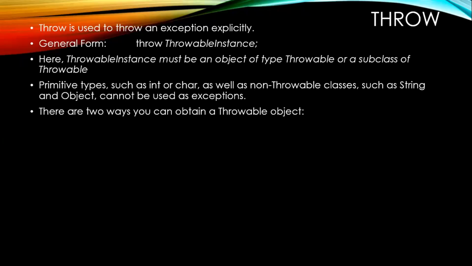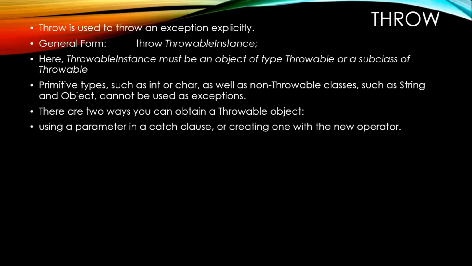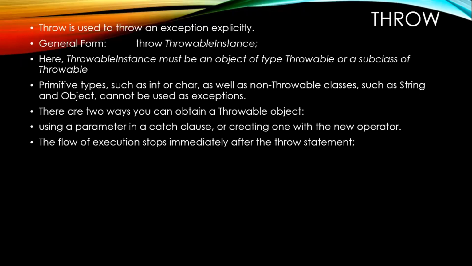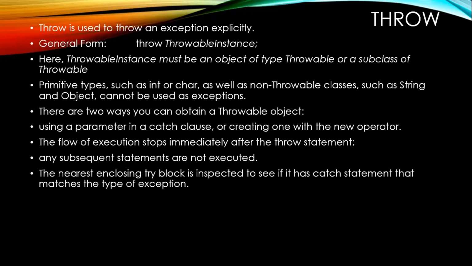There are two ways you can obtain a throwable object: using a parameter in a catch clause, or creating one with the new keyword. I have shown you both. One is by using the new keyword, and the other is by taking an argument of the catch block. The flow of execution stops immediately after a throw statement. We have seen it throwing an error saying that system.out.println is not reachable because you have a throw statement written before that. Any subsequent statements are not executed once a throw has occurred.